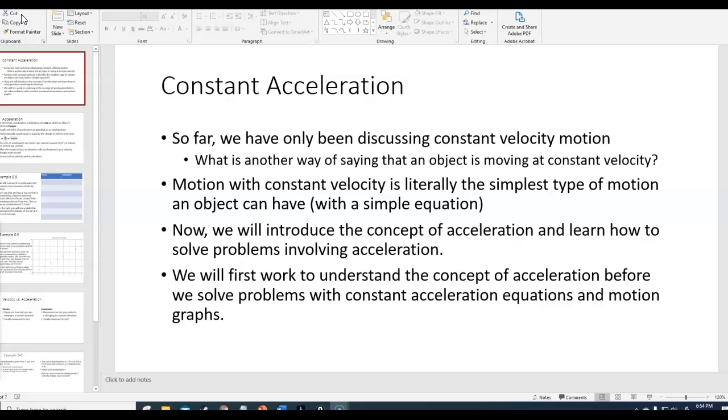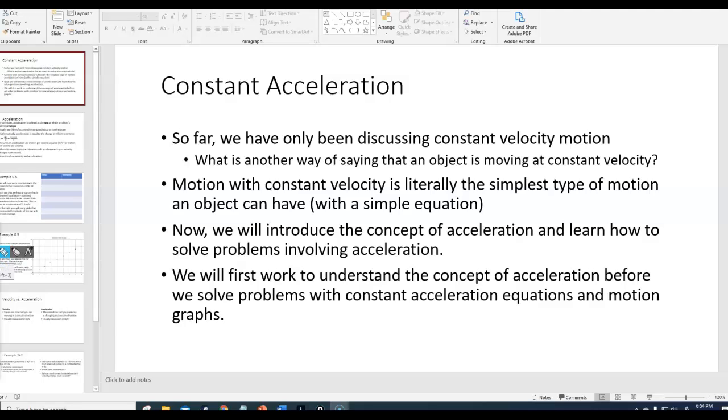Okay, so in the last unit, we spent almost the entire unit talking about one type of motion, and that is motion with constant velocity. So think back to the last unit. What is another way of saying that an object is moving at a constant velocity? What does that mean?